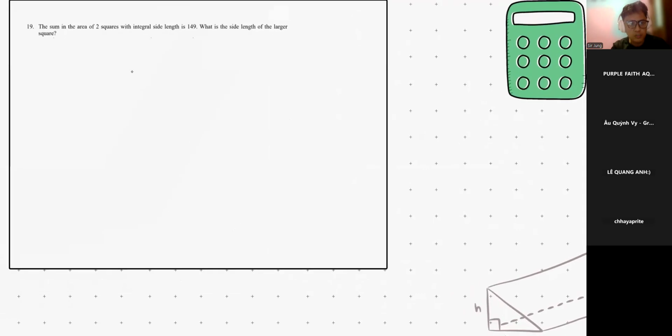So, no more questions. So proceed to number 19. Okay. The sum of the areas of 2 squares. Note that this is 2 squares with integral sides. Okay, what are integral sides? The sides must be whole numbers. Okay, so we have 2 squares. Well, what is the area of a square? That's s squared, right?